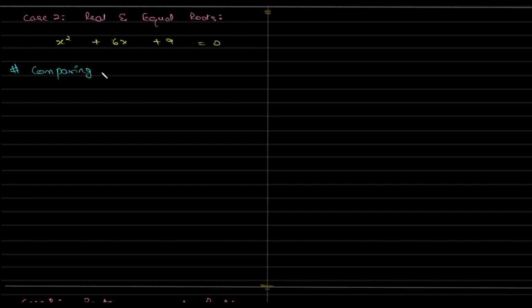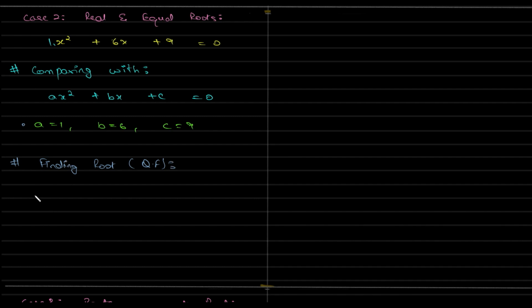comparing with our standard form. So that is ax square plus bx plus c is equal to 0. Always put a 1, right? Never forget that. So a is equal to 1, b is equal to 6, while c is equal to 9. All are plus, we got plus. And now we have to find the roots with the help of quadratic formula, using quadratic formula.